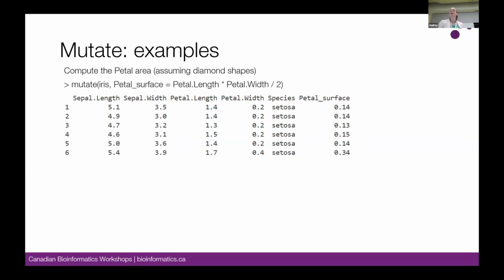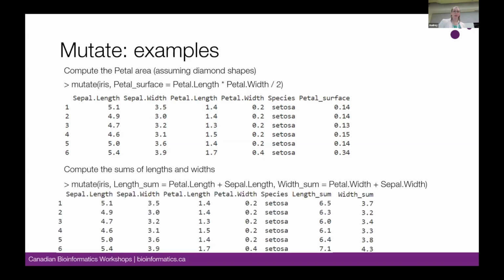So I specify on the right side of the equal sign the operation that I want to apply. And then on the left side, it's a new name. And so you can see that with that, I can create a new column that is the surface of the petal. And then you can do different types of operation. It doesn't need to be multiplication, division. You can do sums. You can do whatever you want.